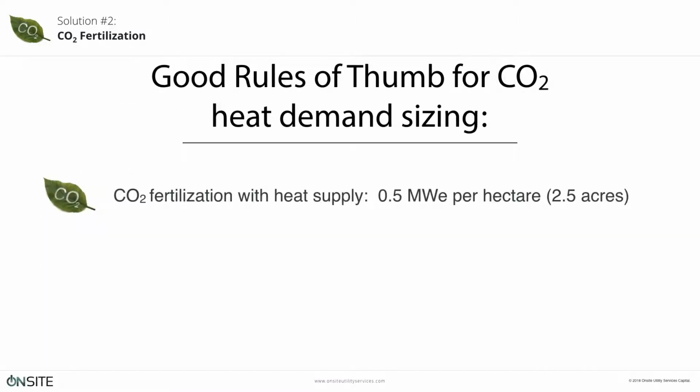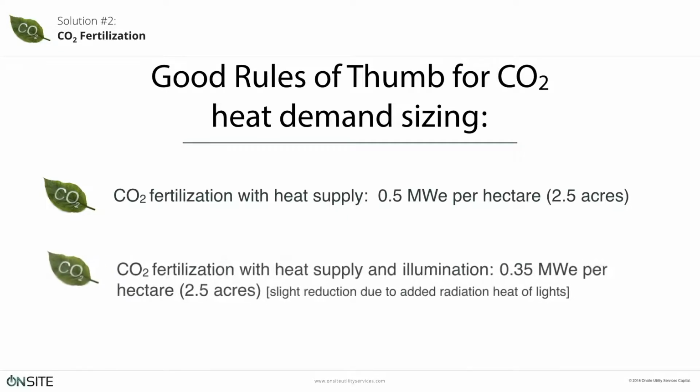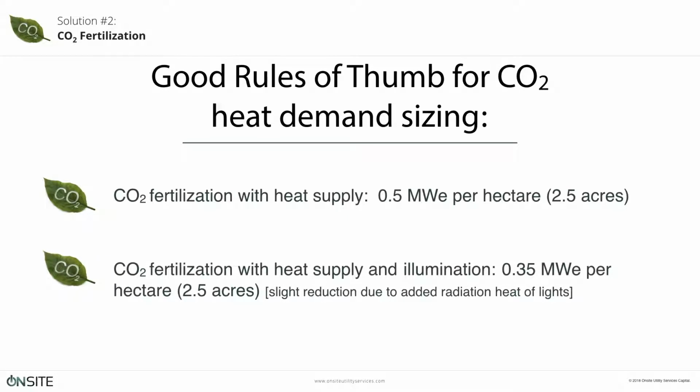Carbon dioxide fertilization with heat supply is 0.5 megawatts electric per hectare, which is about 2.5 acres. Carbon dioxide fertilization with heat supply and illumination is 0.35 megawatts electric per hectare. There's a slight reduction due to added radiation heat of the lights.